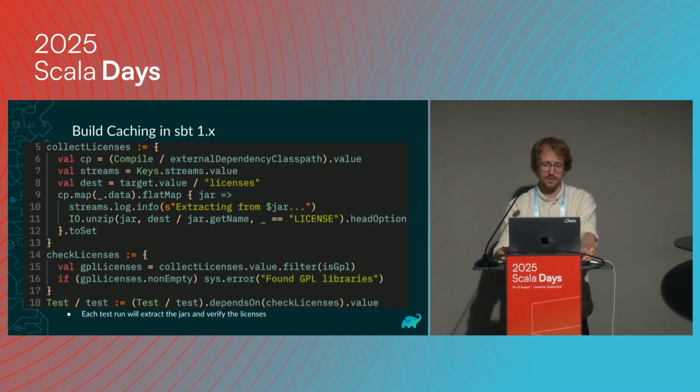To collect the licenses, you just look at the class path, you extract the license file from all the jars, and then you read those licenses. And if you find a GPL, you just raise an error. So it looks good, that would work, but whenever you execute the test, you're going to spend quite some time extracting all the jars, which can take some time if you have many of those.